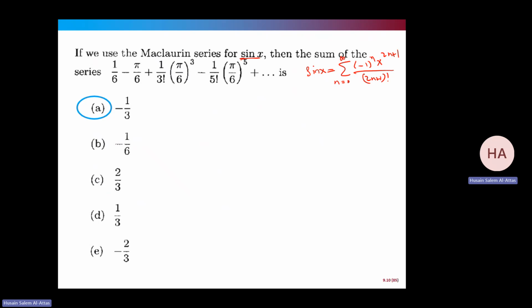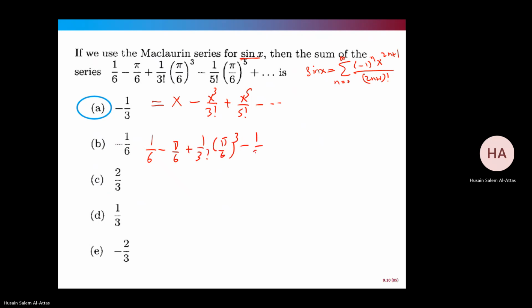Okay, let me open it up. Now, at n equals 0, I have x. At n equals 1, I have minus x cubed over 3 factorial. Then I have x to the power 5 over 5 factorial, and so on. Now let me look at this number, 1 over 6. This number equals what? This 1 over 6 is not related to anything. Yeah, I cannot get it.